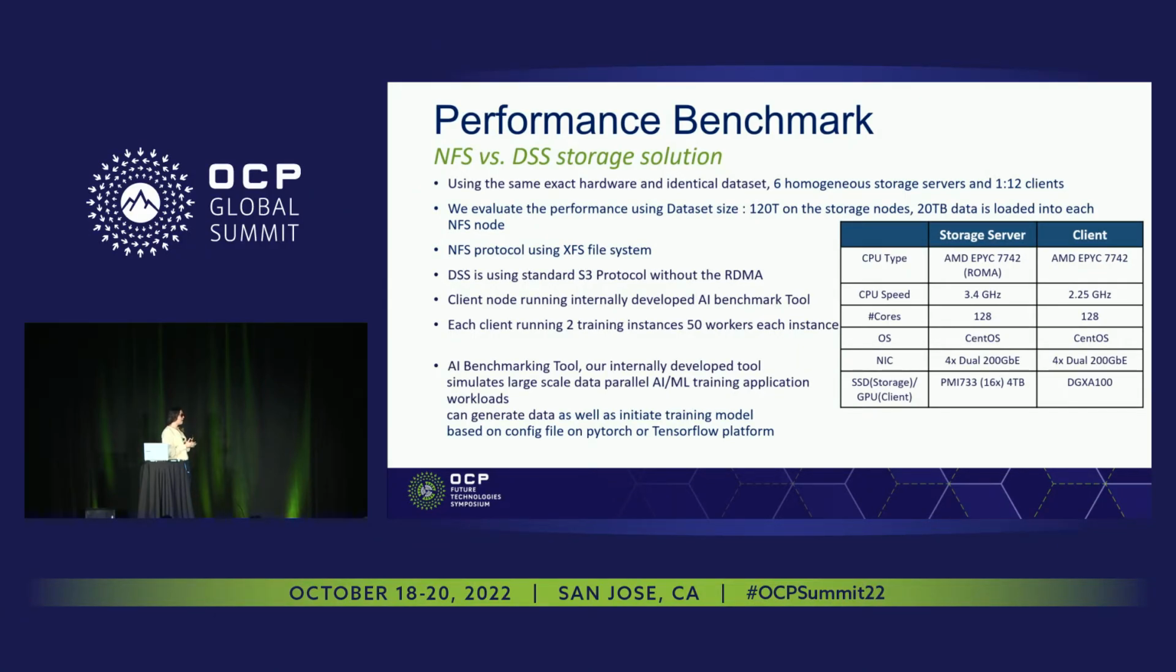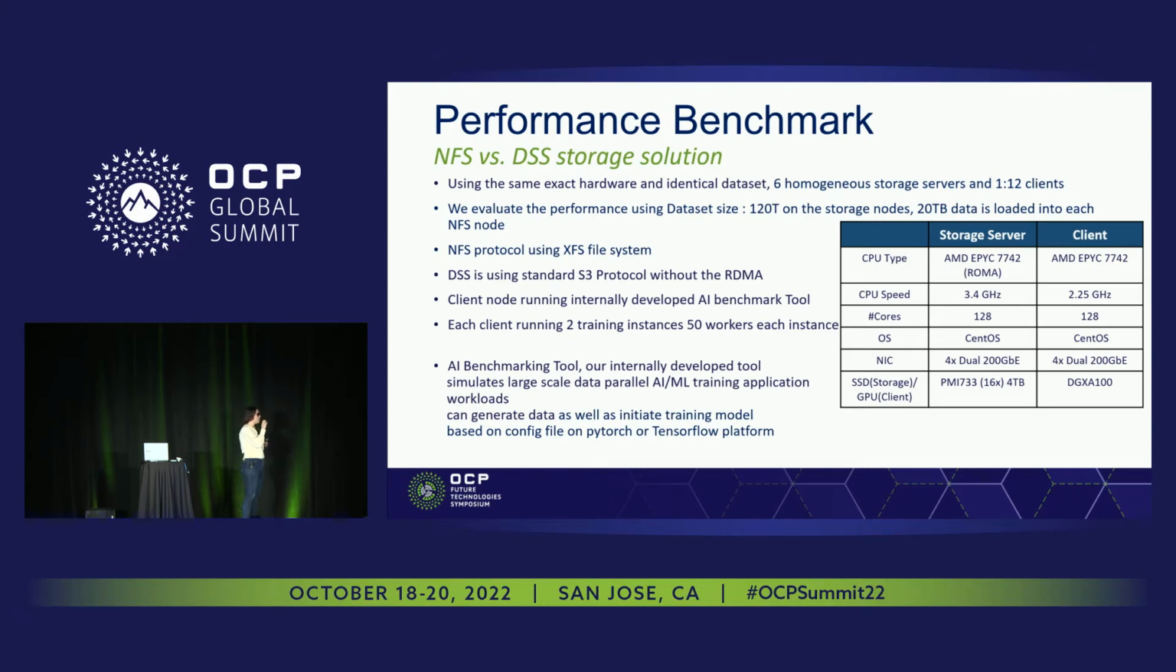So we are evaluating our architecture using NFS as a baseline, and then we are comparing it to our DSS storage. We are using the same hardware and identical data set, with 6 homogeneous storage servers and 1 to 12 client servers. We evaluated based on a data set of 120 terabytes. On each storage node, we have 20 terabytes of data. The NFS protocol we're using is XFS, and this DSS is without RDMA.